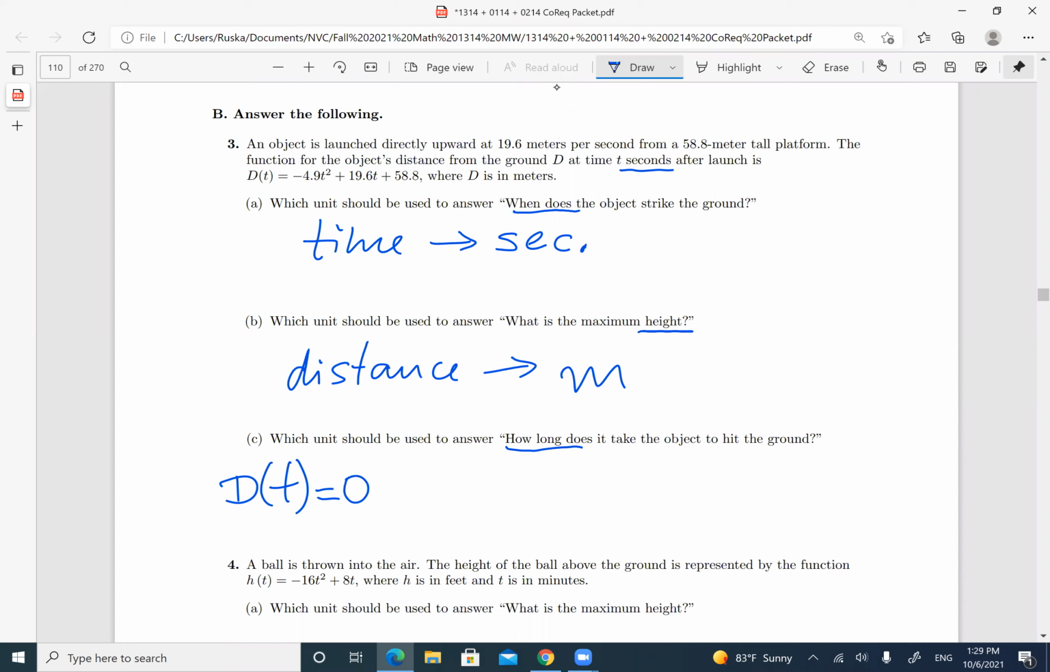But what unit are you going to use to answer that? After you solve it, what are you going to get? What is the variable you're looking for? Time, in seconds. Aren't you looking for meters? Because it says D is in meters. D is in meters, but we're not looking for D here. We're solving distance equals 0. So when you solve that, what variable are you going to find? What letter are you going to find?